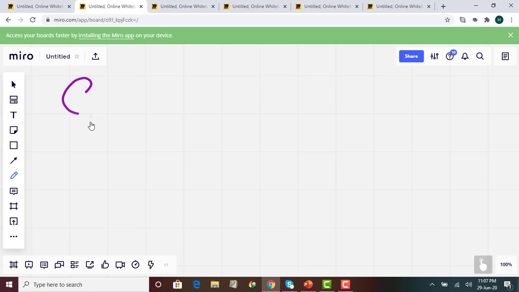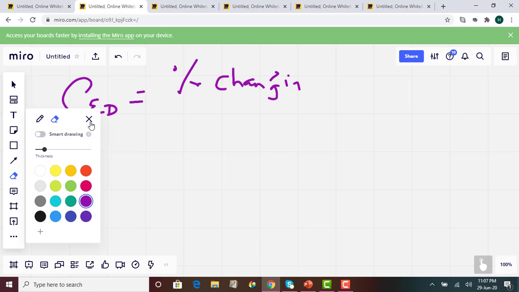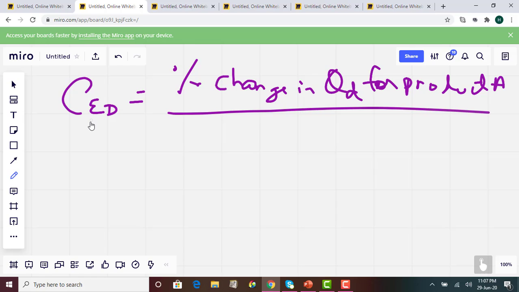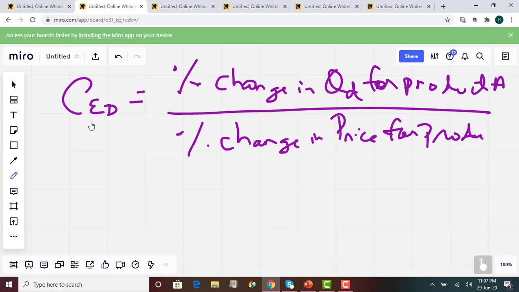The formula to calculate cross elasticity of demand, which I am shortening to CED, is the percentage change in quantity demanded for product A divided by the percentage change in price for product B. Okay, so that is the formula.